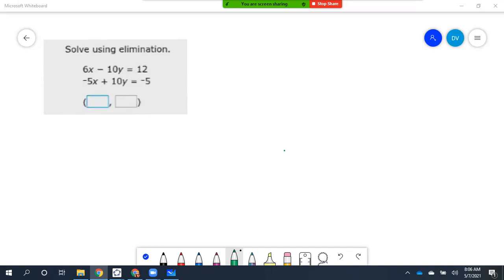Okay, so we're going to solve this system with elimination. As always, I want you guys to write these down. Even though it's already written, write this on your paper. I'm going to use the virtual whiteboard here. And we want to line these up also when we write them.